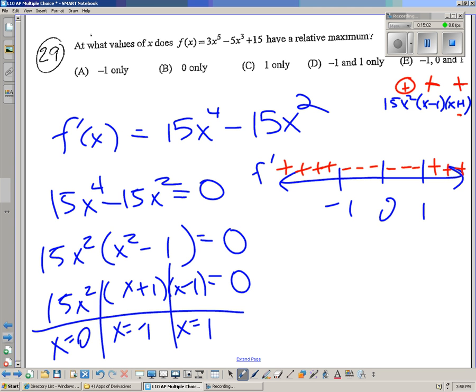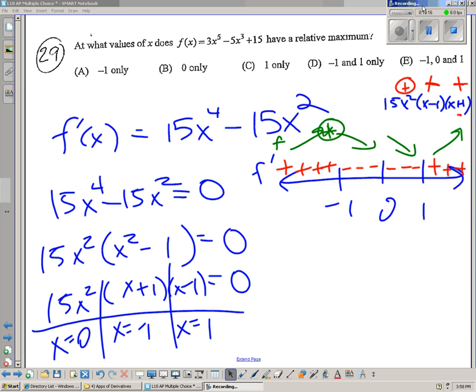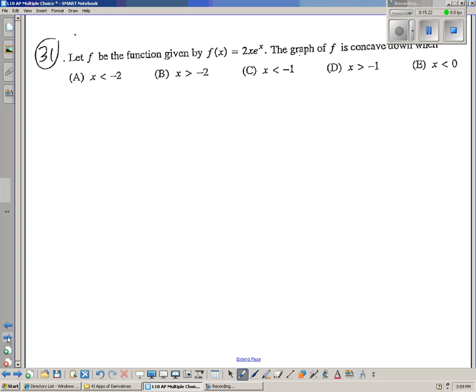And now relative max. If f prime is positive, that means f is increasing, then decreasing, still decreasing, and then increases. So we want a relative maximum that would occur at -1 only. So choice A. It's A this time. Sneaky. All right. One more.